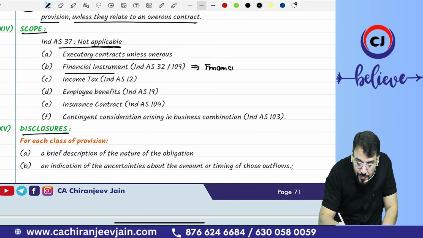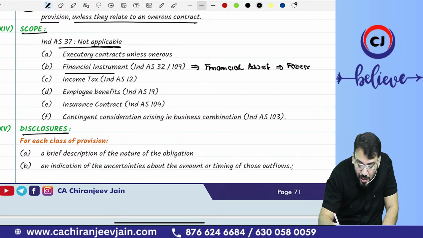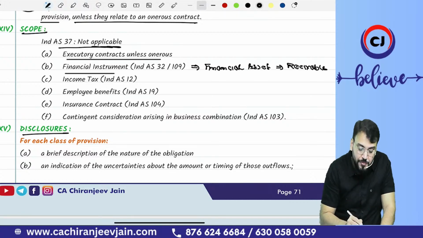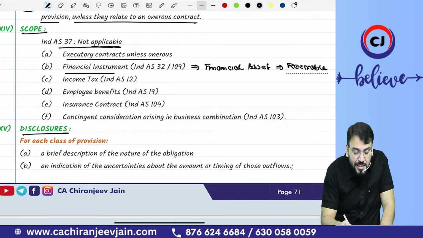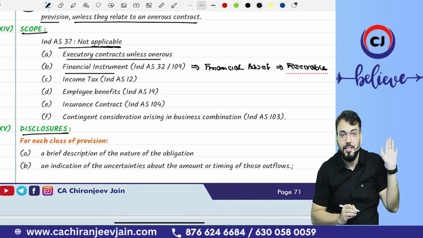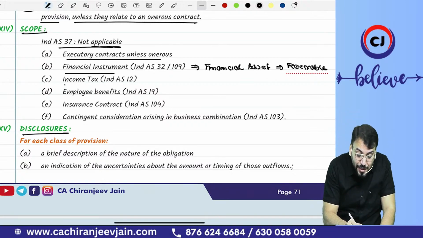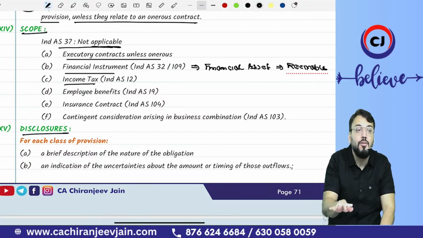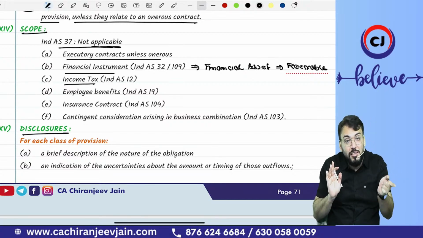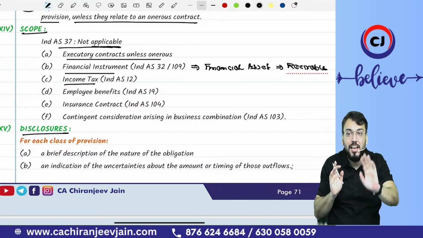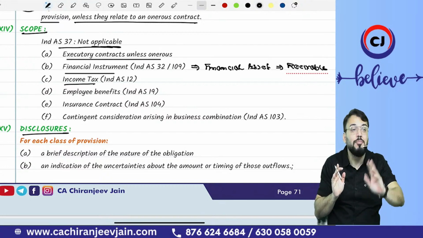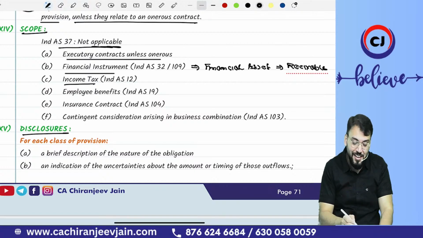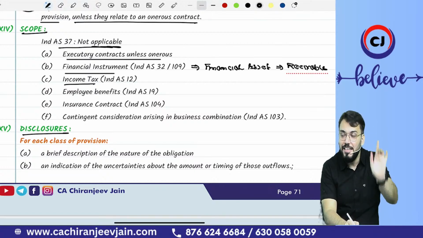A new term in your life, financial asset. Write down, nothing but receivable. It is not applicable to receivable. Detailed discussion will be done in Ind AS 32 and Ind AS 109. It is not applicable to income tax because we have a specific Ind AS 12 for income tax. So we learn about current tax, deferred tax. I know you know about current tax, deferred tax, but I also know how much you know. So income tax will be covered under Ind AS 12.